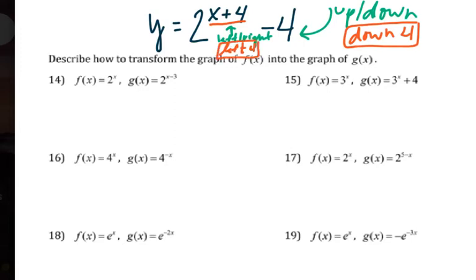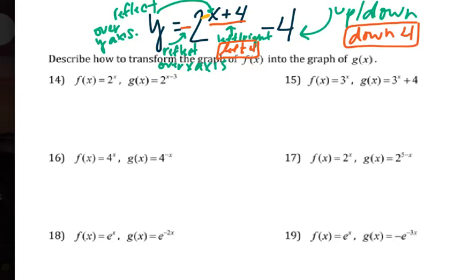The only other curveball they could throw at you is if you make it a negative. If there's a negative right here, it's called a reflection over the y-axis. And if there's a negative in the front, that's called a reflection over the x-axis. Okay, so it's kind of like a parent function example.